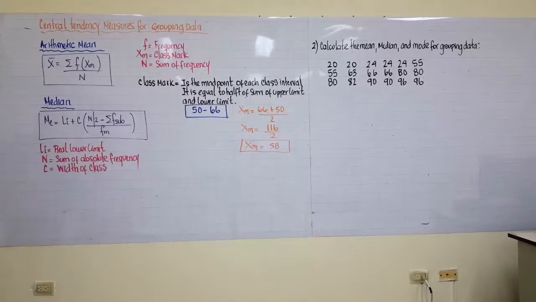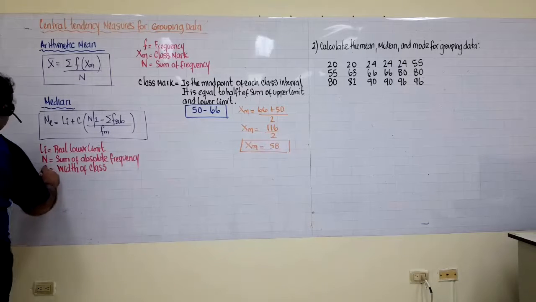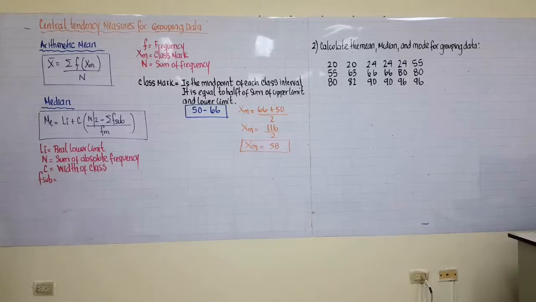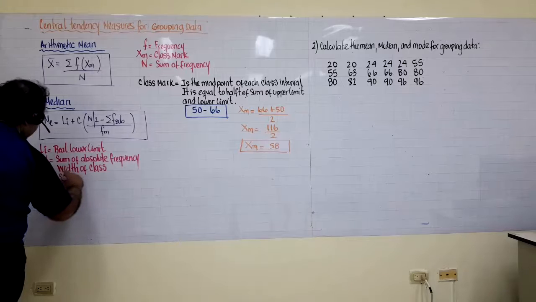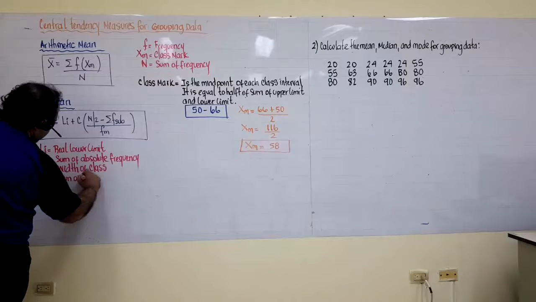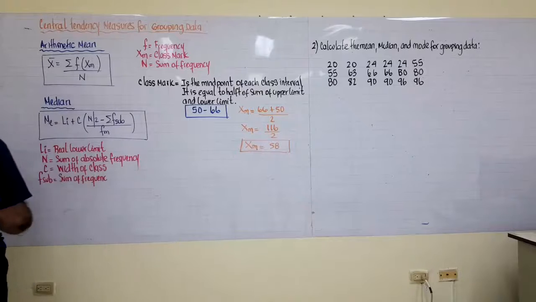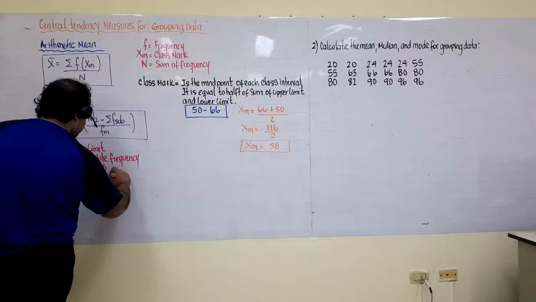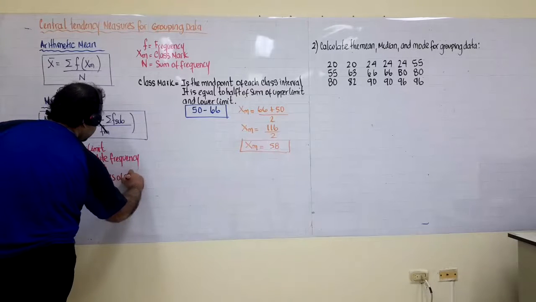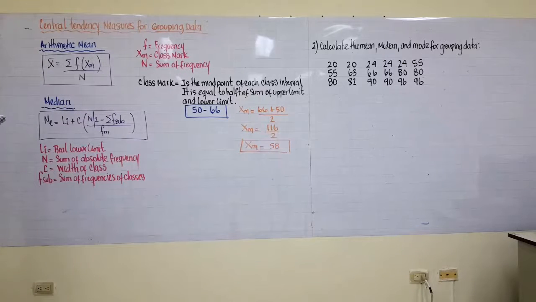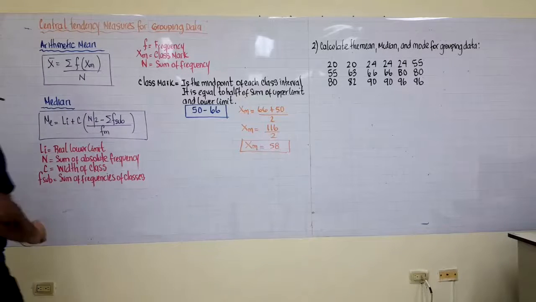Width of the class. F sub, that means in this situation, the sum of the frequencies of the classes before the median class.